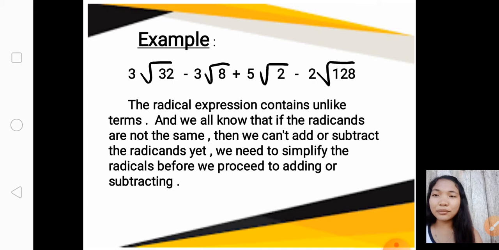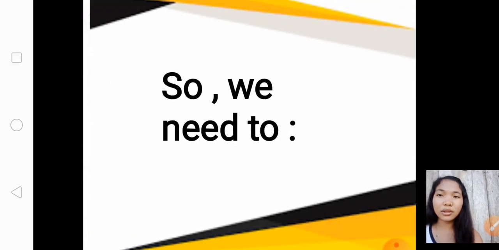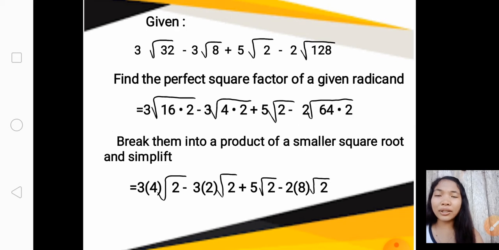Another example. 3 on the square root of 32, minus 3 on the square root of 8, plus 5 on the square root of 2, minus 2 on the square root of 128. The radical expression contains unlike terms, and we all know that if the radicands are not the same, then we can't add or subtract the radicals yet. We need to simplify the radicals before we proceed to adding or subtracting. So the first thing that we need to do is find the perfect square factor of a given radicand.